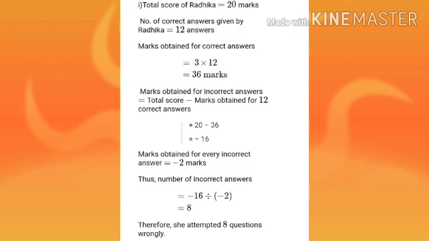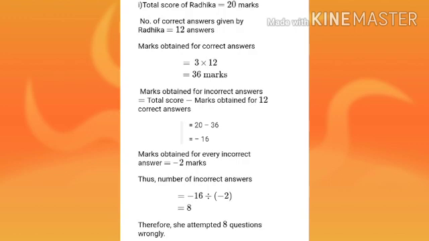Then marks obtained for the incorrect answers. How can we find marks obtained for the incorrect answers? Total marks minus marks obtained for the 12 correct answers. Therefore, 20 minus 36 is minus 16. It is given that marks obtained for every incorrect answer is minus 2, right? Thus, number of incorrect answers is minus 16 divided by minus 2. 16 divided by 2 is 8. Minus into minus is plus. Therefore, she attempted 8 questions wrongly.